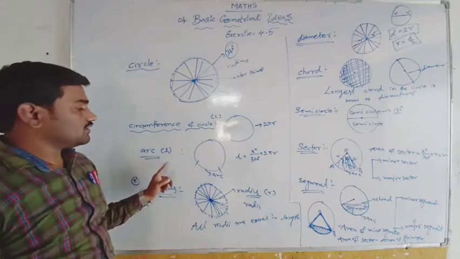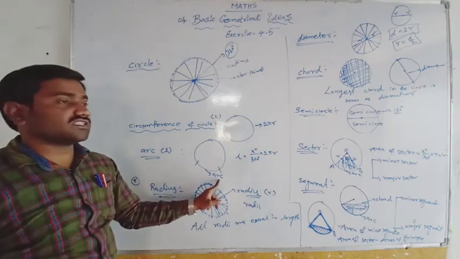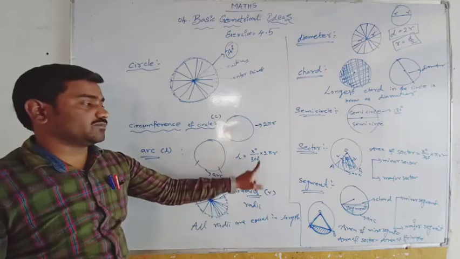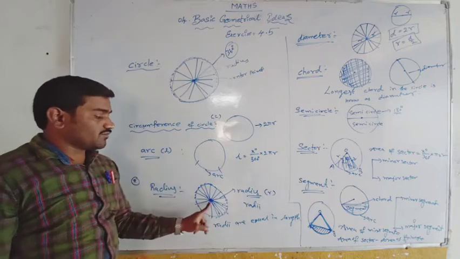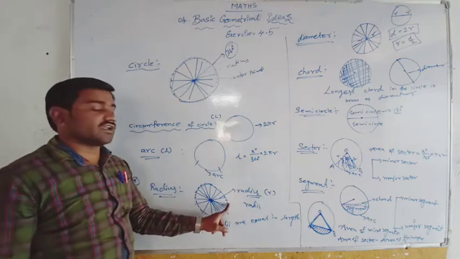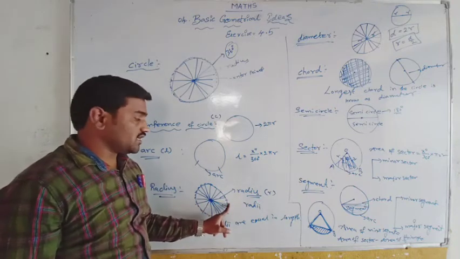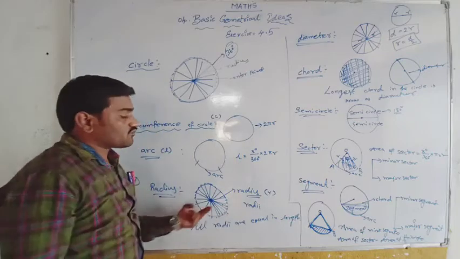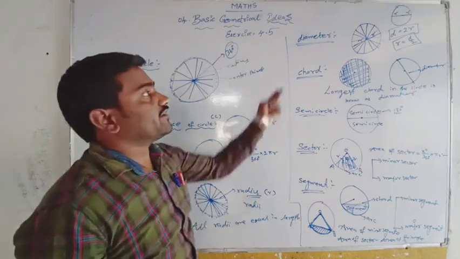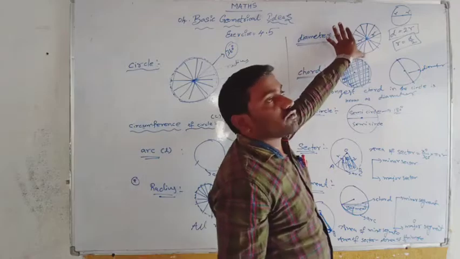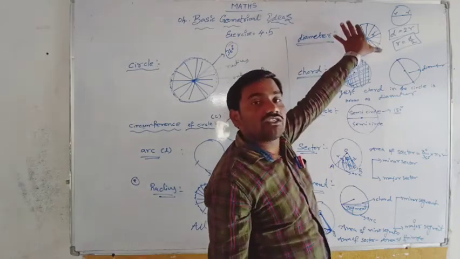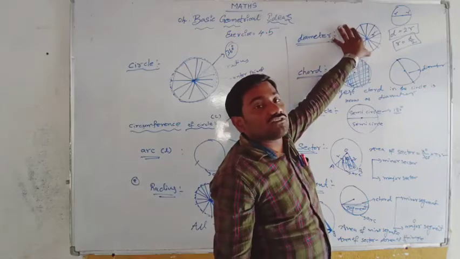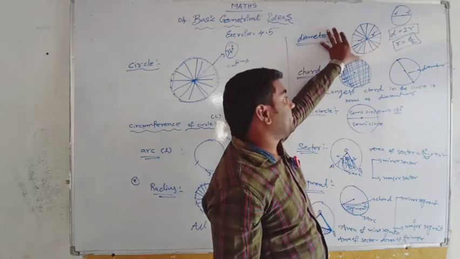The part on the circumference of a circle is known as an arc, whose length is x degrees by 360 degrees into 2 pi r. The line joining the center point of the circle to the circumference is known as a radius, denoted by r. Diameter is twice the radius, a line segment passing through the center and intersecting the circumference at 2 points.